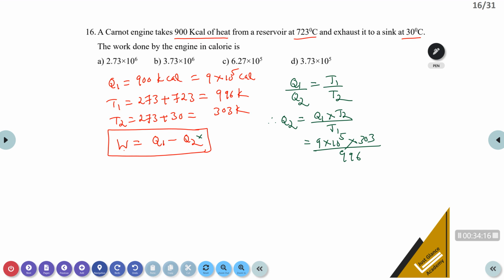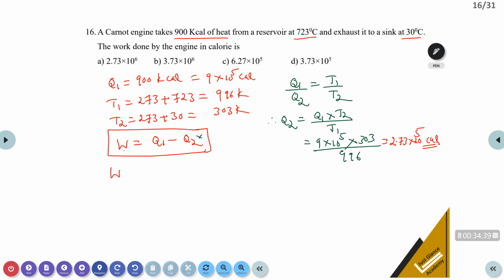996, I think. 303, this one. This comes around, it is 2.73 into 10 to the power of what? 5 calories. Because roughly it is 9 by 100, that is how you calculate 2.73.